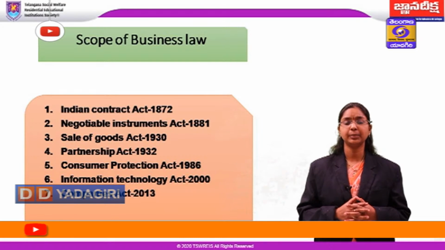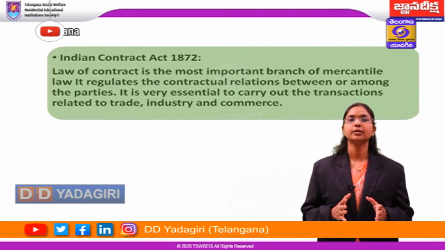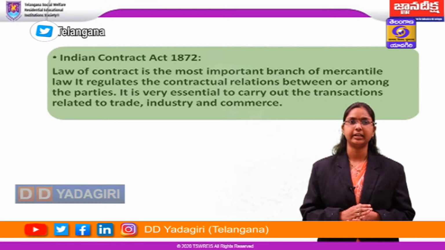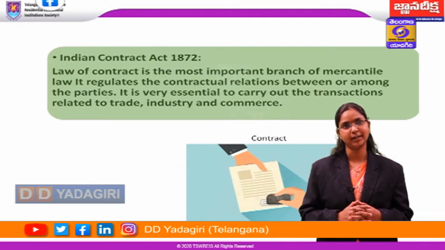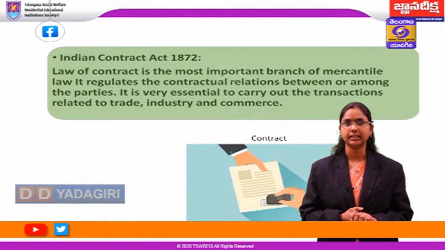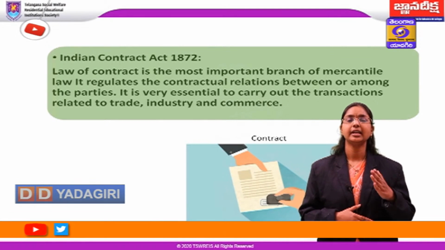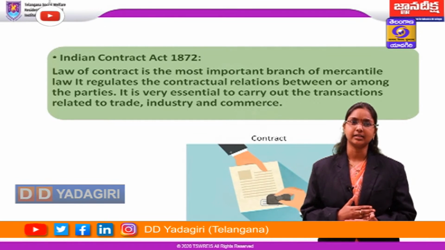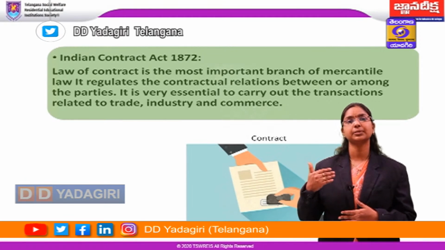The first and most important one is the Indian Contract Act 1872. The Indian Contract Act 1872 came into force on 1st September 1872. The law of contracts is the most important branch of mercantile law. It regulates the contractual relations between or among the parties. It is very essential to carry out transactions related to trade, industry, and commerce. Now, what actually is a contract? A contract is an agreement between two parties which is enforceable by law.